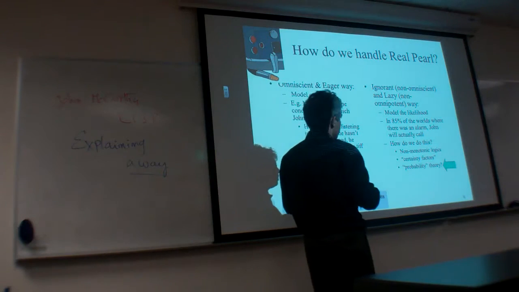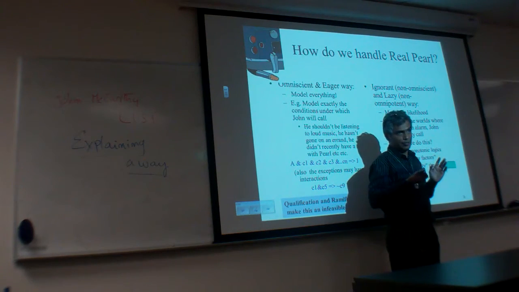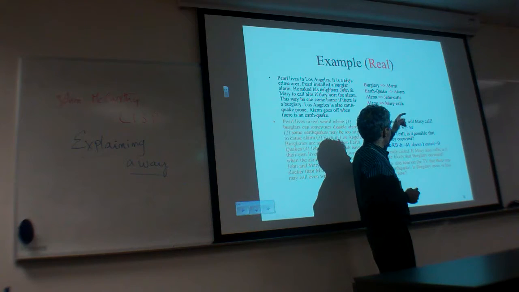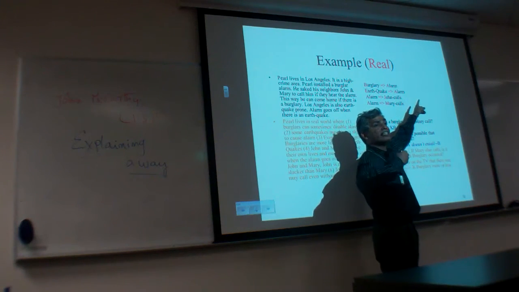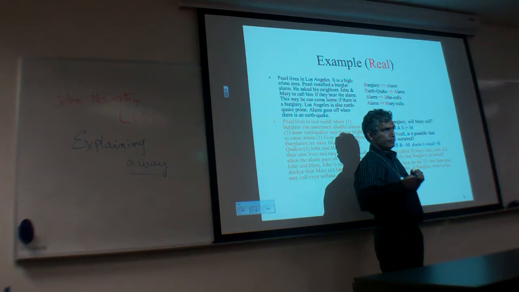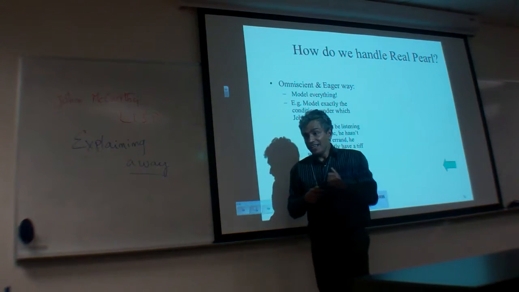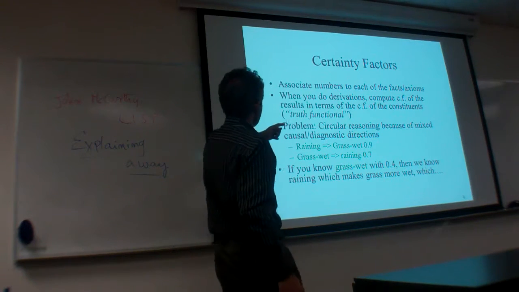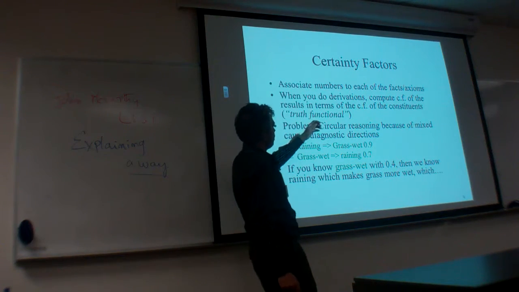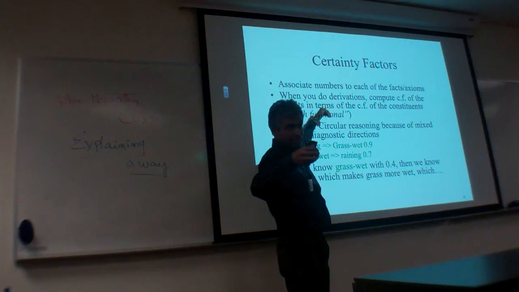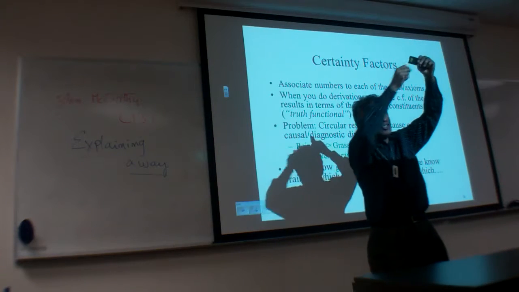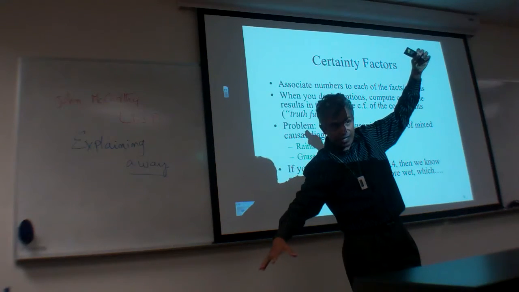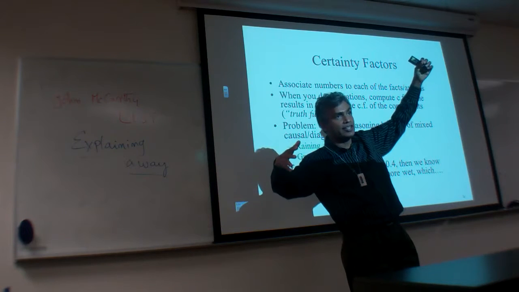And then they realized that you need some sort of uncertainty because rules always have exceptions. So they started doing this notion of certainty factors, where you put a number on each of the rules, saying how likely you think that rule is. Looks nice and good. Unfortunately, it has no clear semantics. You associate numbers to each of the facts and axioms, and when you do derivations, you compute the certainty factor of the results. So for example, if I started with a fact and used a rule with 0.7 certainty, and then used another rule with 0.3 certainty, then the fact I derived would have 0.7 times 0.3 certainty.